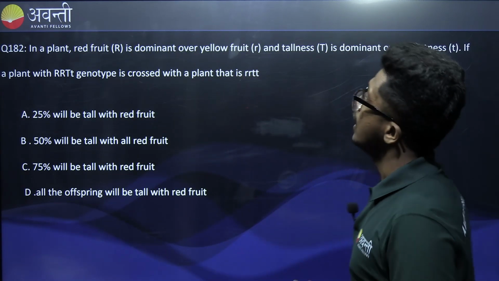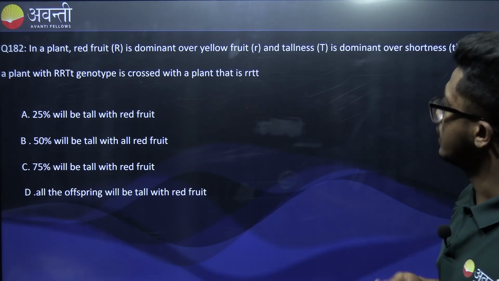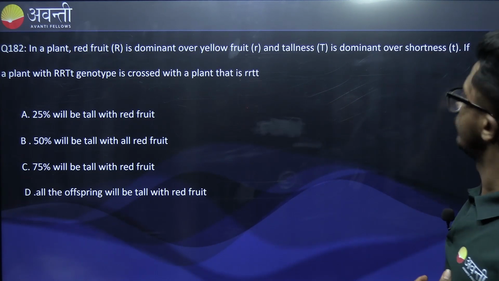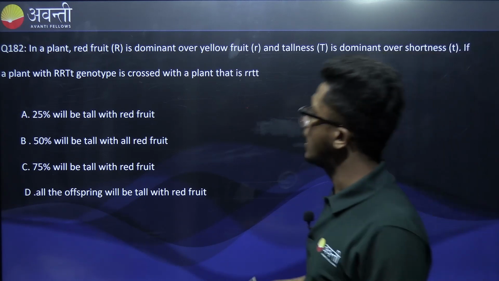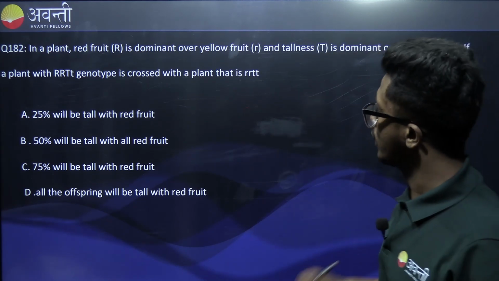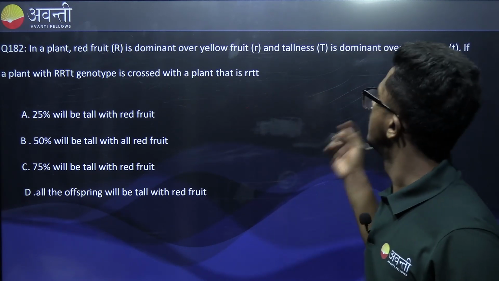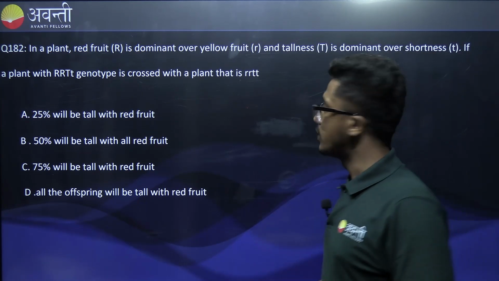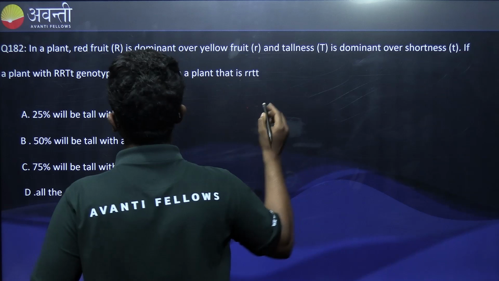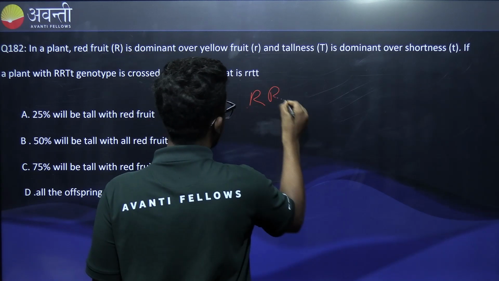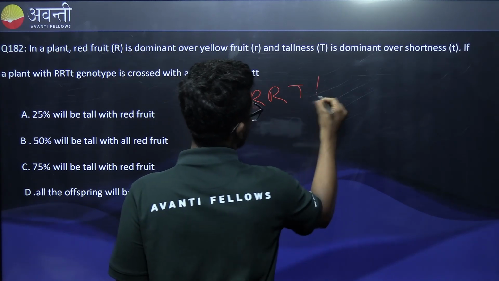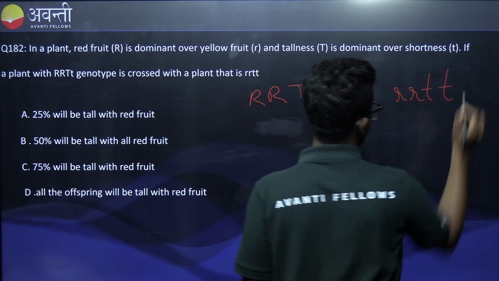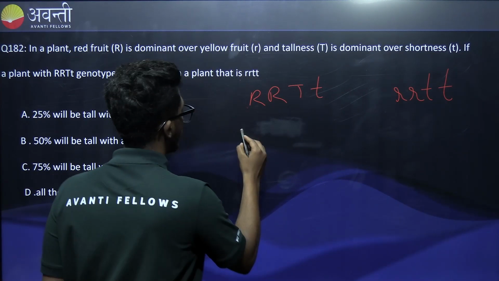Next one. In a plant, red fruit R is dominant over yellow fruit, and tallness is dominant over shortness. If a plant with genotype RR Tt is crossed with the plant rr tt, what would be its next generation? So let's look here. We have capital R, capital T, small t. Next, we have small r, small t as the other one. Correct, right? So what do we have?